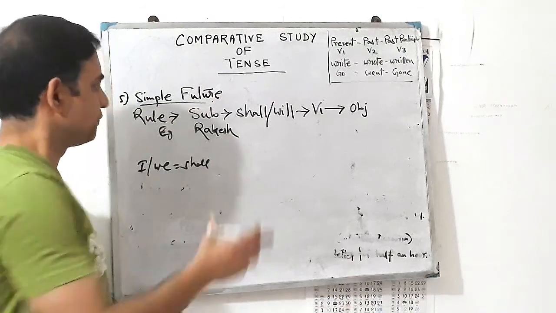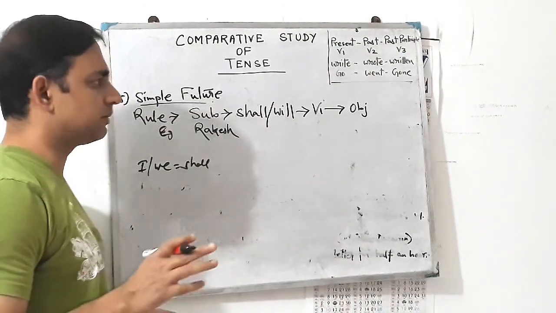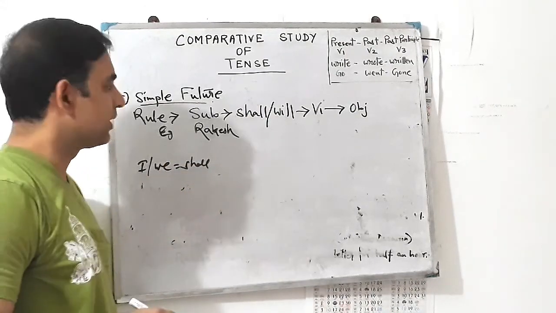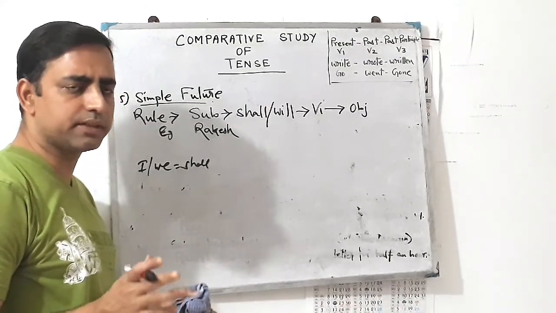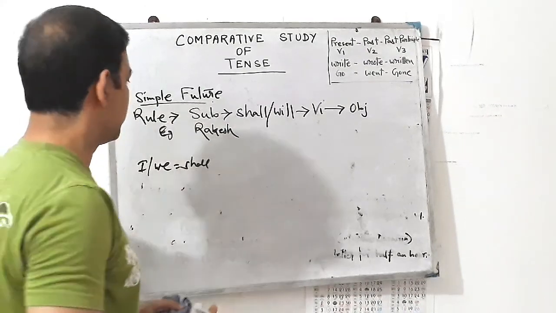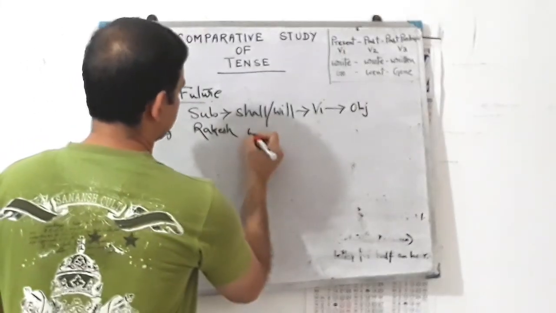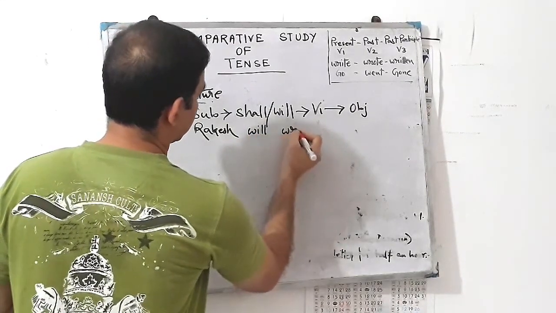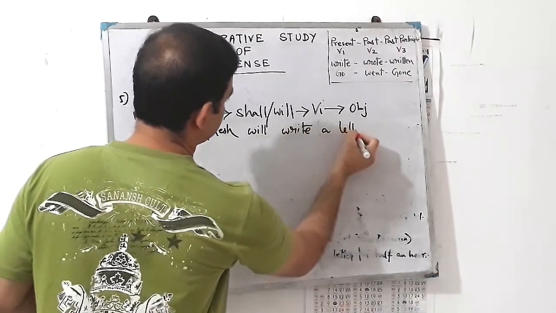Now we can use will with I and we also, but I will discuss this matter in another video. There are some things that should be said anyway. So let me set the example: Rakesh is the subject, then will, then V1, the first form of the verb, write a letter.